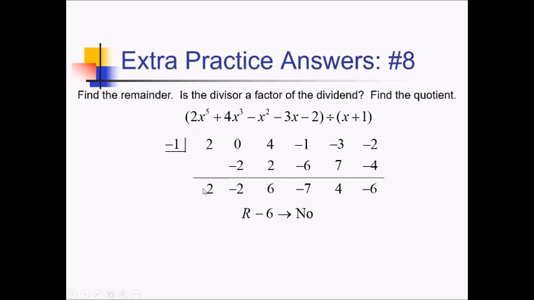So that means we have a 2x to the, well, let's see here. We started with 2x to the 5th. We divided an x to the 5th by an x. So now we're down to x to the 4th, 2x to the 4th, first term of our quotient, followed by negative 2x cubed plus 6x squared. This is a minus 7x right there, and a plus 4 for the constant.